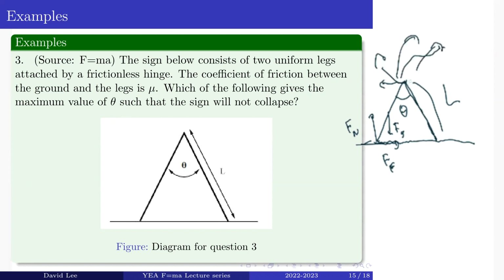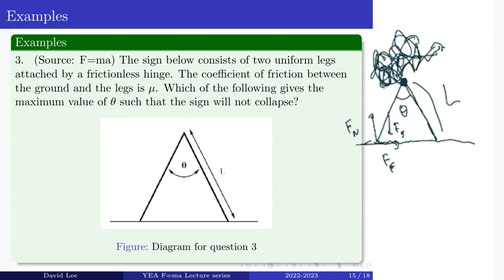So with that in mind, what should our origin be? What's the best choice of origin here? The hinge, exactly. Because we have no idea what these forces are. Whatever is going on, if we choose our origin here, we don't really care.